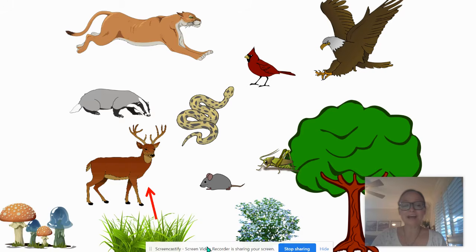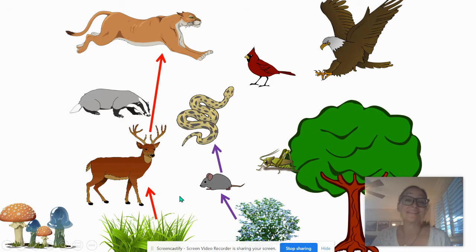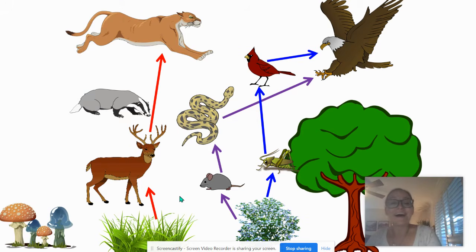Here we have some grass. And the deer is going to eat the grass because the deer is an herbivore, but then the deer will be hunted as prey by the predator, a mountain lion. And here we have the mouse, which is going to eat some of the seeds from this plant or this bush, and then the mouse could be eaten by the snake, and then the snake could be eaten by the eagle. Or we have the grasshopper eat the leaves of this plant, and then the grasshopper is eaten by the small bird, which is eaten by the bigger bird, etc.